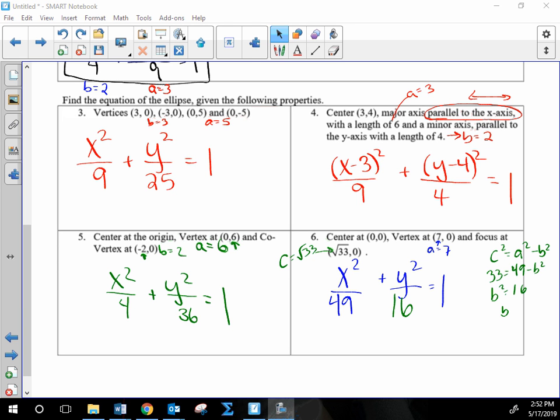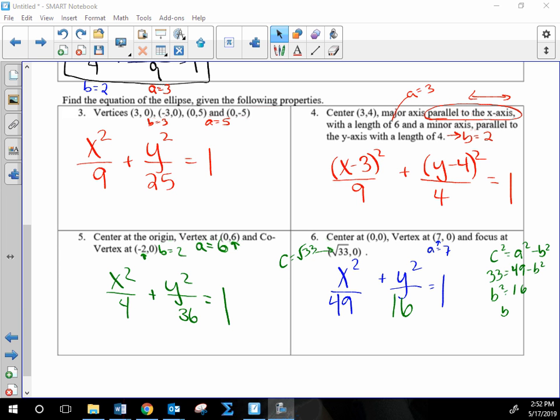And since my A affected my Y's, that's going to be the denominator under my Y's, A squared. And then B affected the X's, everything else squared. Over here, they gave us our center, and they told us the length of our major and minor axes, so that allowed us to find our A value. So if the entire length is 6, then my A value would be 3. Entire length is 4, my B value is 2.